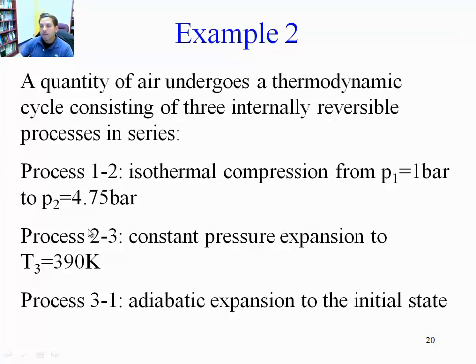We don't know what the temperature is. So from state 2 to state 3, we go at constant pressure. So it would be the same pressure of state 2, which is 4.75, to a temperature of 390. So in state 3, we have a pressure of 4.75 and a temperature of 390. So we have 2 things in state number 3. And then we go back to state number 1 through an adiabatic process. And since we are told that this is internally reversible, this is adiabatic and reversible, basically meaning isentropic. So from 3 to 1, we go back in an isentropic process.